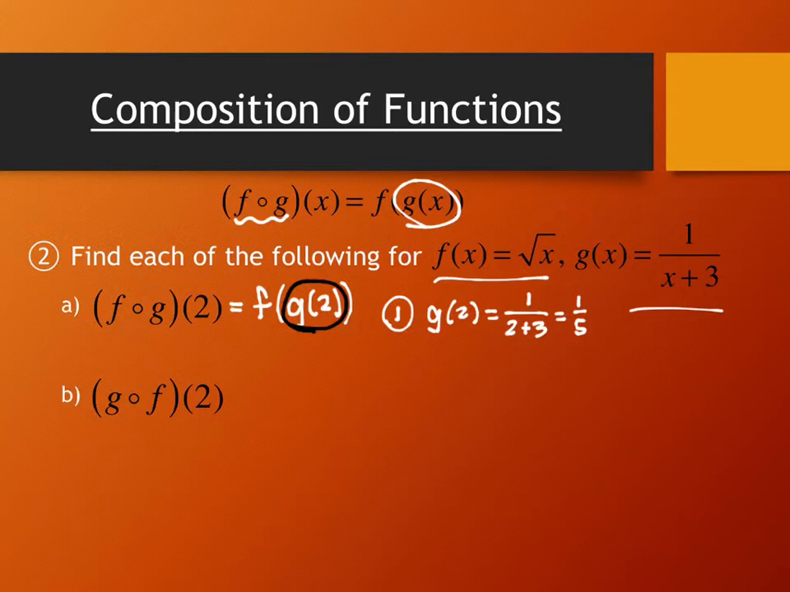The new part then says that I take this solution that I just found, 1/5, and I plug it into the equation for f of x. So my second step is now to find f of 1/5. And again, the 1/5 is coming from here. Whatever the answer was in the previous part, you're using that answer as the input now. So on my f of x equation, that's the square root function, I now have the square root of 1/5.